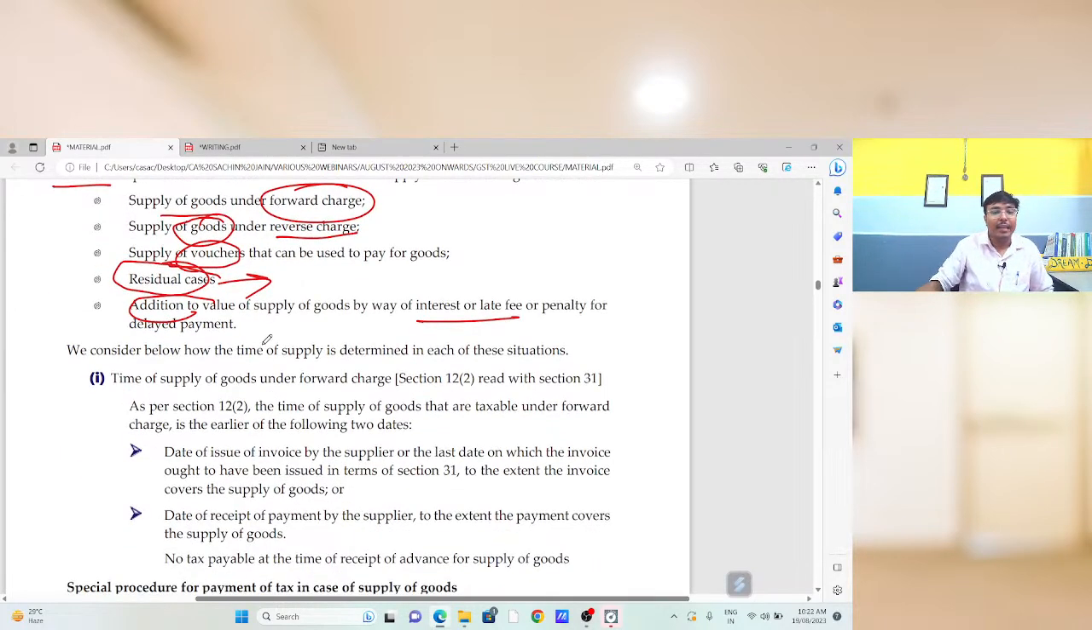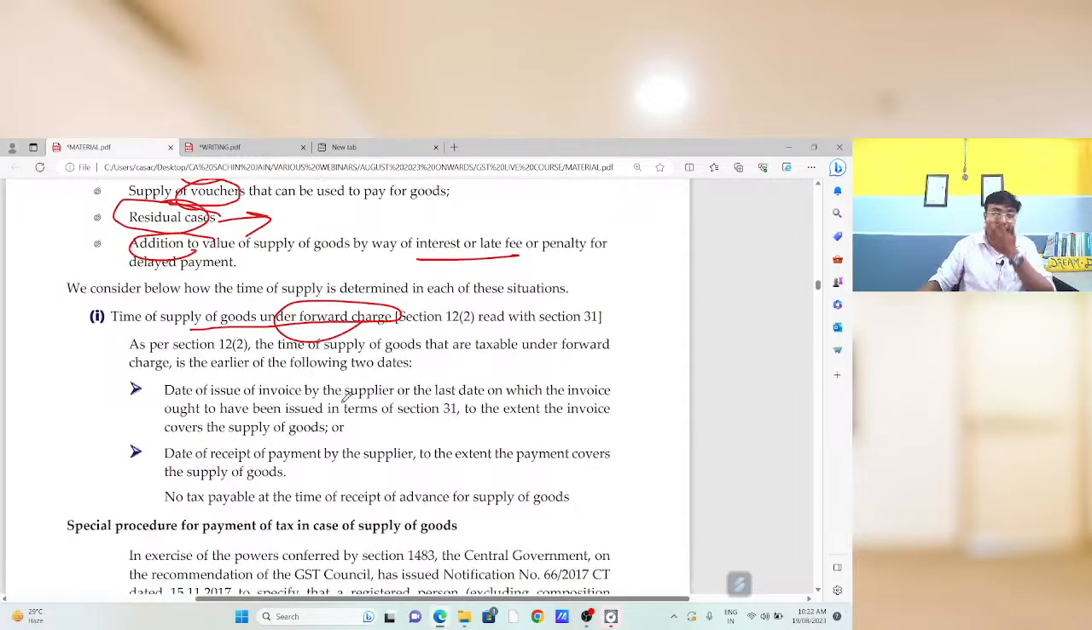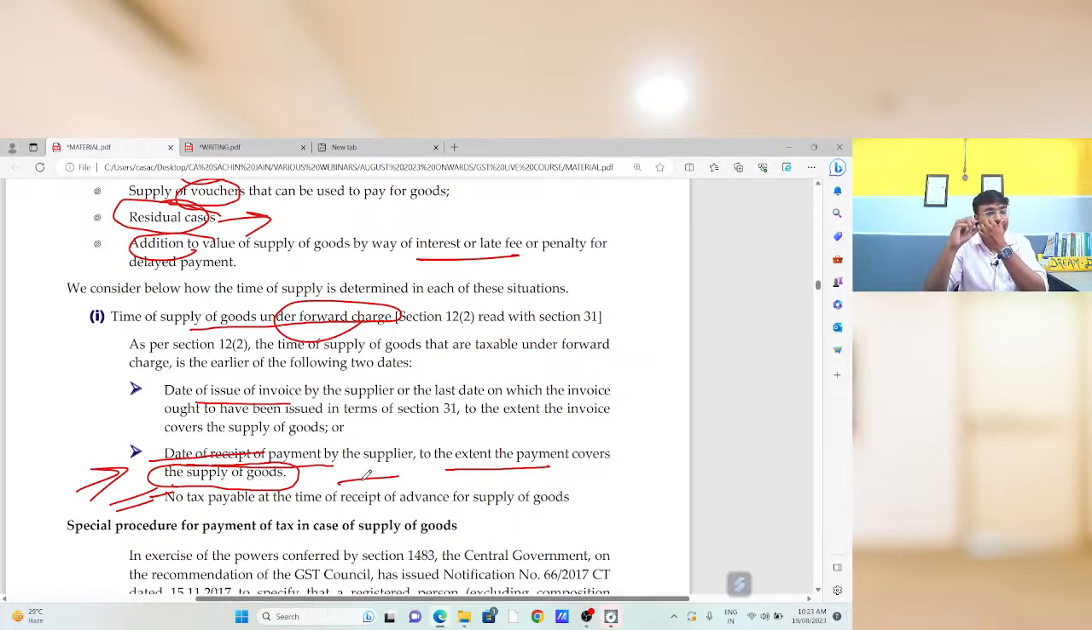So first, time of supply of goods under forward charge. The date of issue of invoice will be the time of supply in case of forward charge. Now, one thing is there: the date of receipt of payment by the supplier to the extent the payment covers the supply of goods. This is not relevant for us. You do not read the same because there is no GST on account of advances. So the basic provision is that the date of issue of invoice will be the time of supply in case of supply of goods.